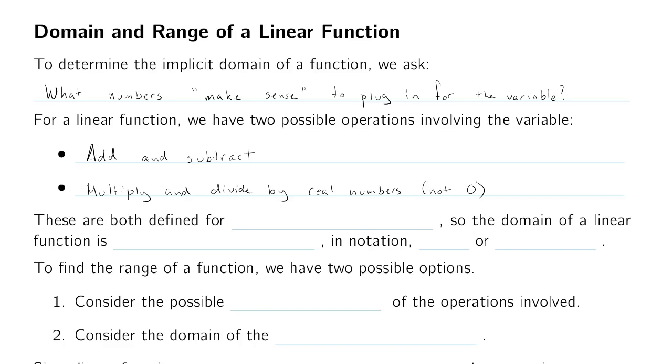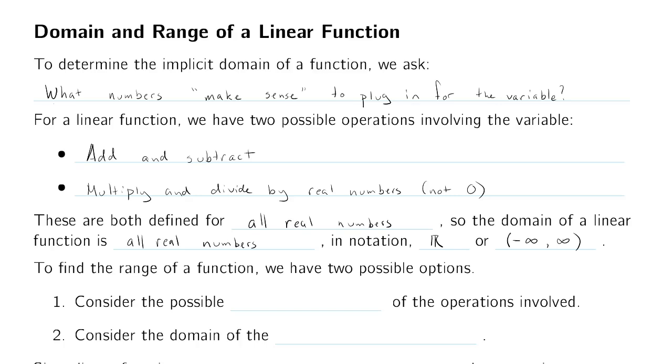Now, adding and subtracting, multiplying and dividing by non-zero numbers, these are defined for all real numbers. And so the domain of a linear function is all real numbers. In notation, we write the symbol R, or because computers really love interval notation, we'll sometimes express all real numbers in interval notation as the interval from -infinity to infinity. So that's the domain. The domain of a linear function is always all real numbers.